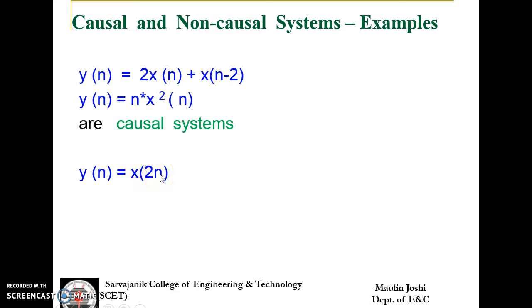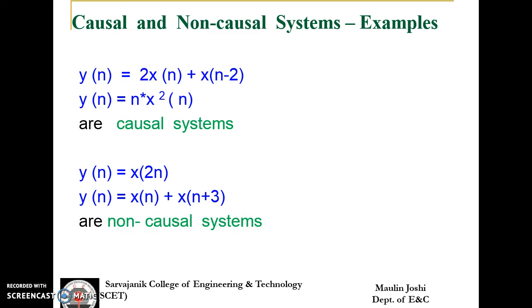So that is x of 2. So we require a futuristic input. So that's why we can say that it is a non-causal system. Similarly here in this case, y at 0 will require the input at x of 3. So very clearly we can say that both the systems are non-causal systems.